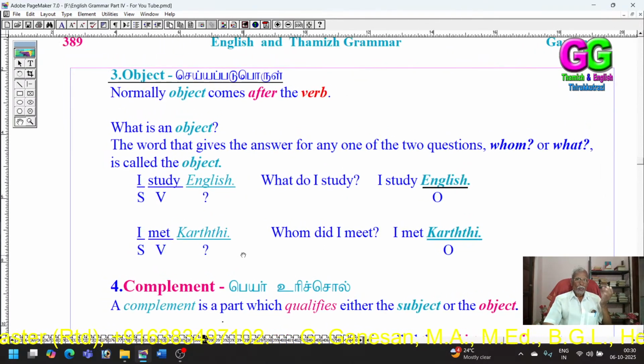So object in a statement normally follows the verb. That is, it normally comes after the verb. What is an object? The word or phrase that gives the answer to any one of the two questions, whom or what, is the object.